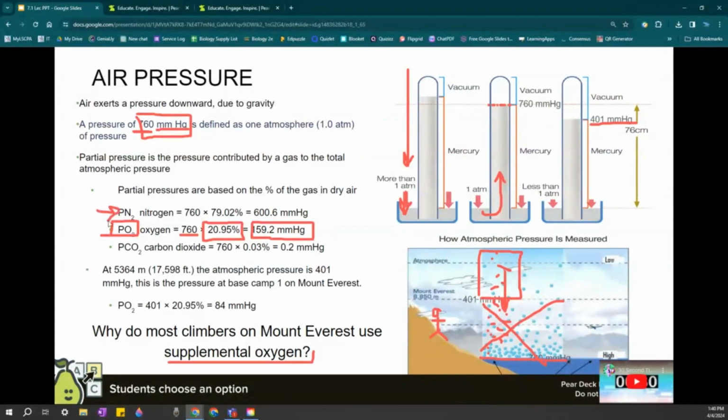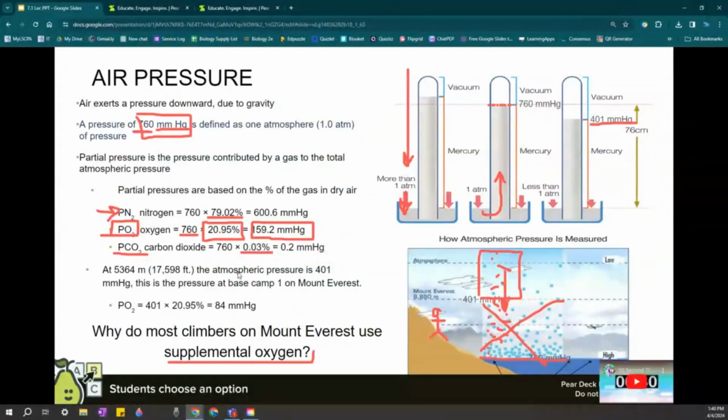Now, most of the atmosphere is made up of nitrogen. This is a very neutral gas. About 80% of the air that we breathe has nitrogen in it, but it's non-reactive. We don't use it for gas exchange. A very, very small proportion of the atmosphere is made up of carbon dioxide, which is really great for us because we're exhaling carbon dioxide. So it's going to be much easier for us since there's not that much carbon dioxide there.